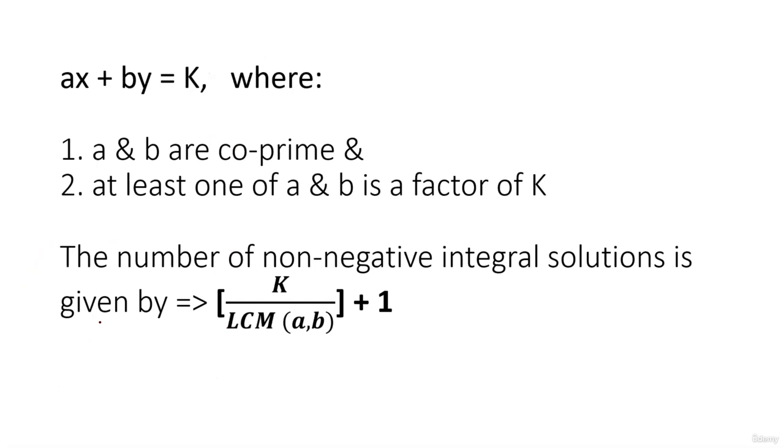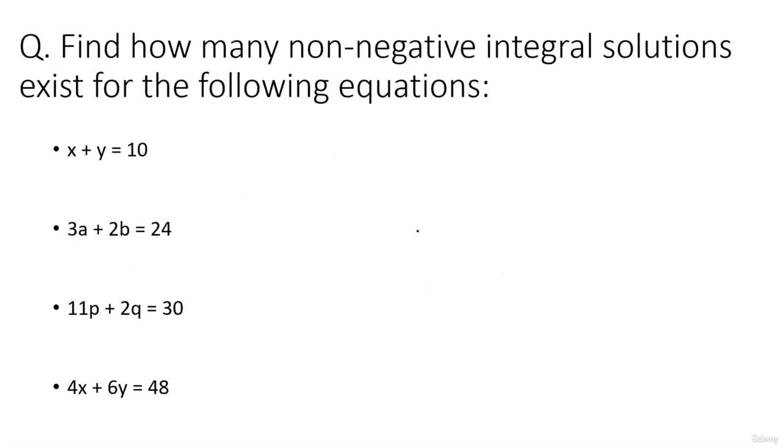Okay, for ax plus by equals k, where a and b are co-prime and at least one of a and b is a factor of k, the number of non-negative integral solutions is given by the floor of k divided by LCM of a and b, plus 1. Okay, it might look like all Greek and Latin for the time being. I'll demonstrate again with the help of examples.